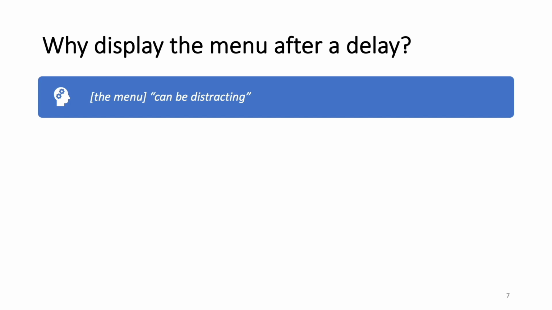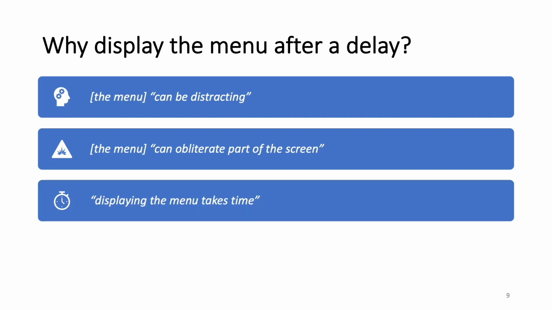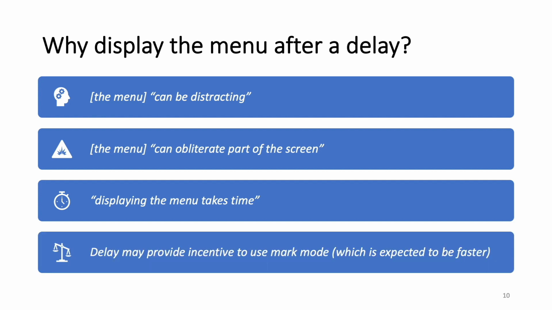The first is that the menu can be distracting. The menu can obliterate part of the screen. Displaying the menu takes time. And delay might provide an incentive to use the mark mode, which is expected to be faster than menu mode.